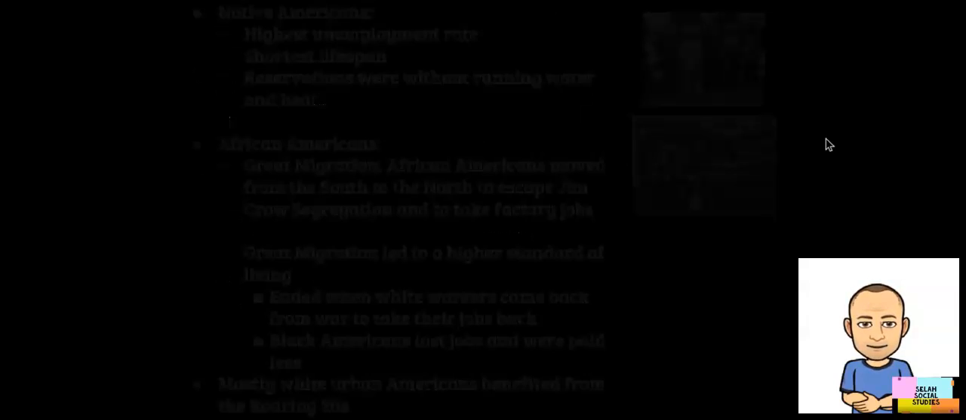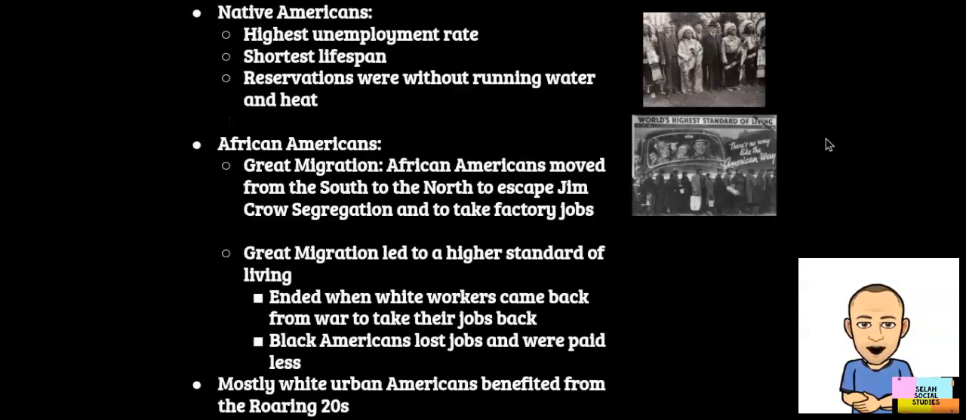A third group of Americans that didn't bode well during the Roaring Twenties were the Native Americans. Natives still had not won many court cases leading to their rights and the progression of Native Americans in America. The majority were still living on reservations, which was land set aside by the government, and successes were rare. Most reservations were without any running water or heat, which led to natives having the shortest lifespan of any American, as well as the highest unemployment rate of the decade.